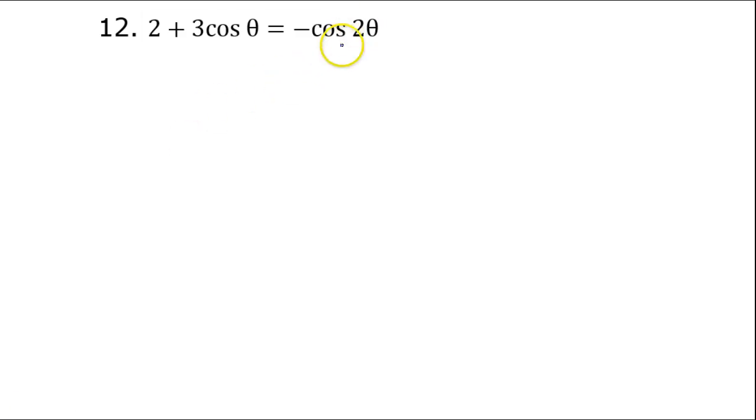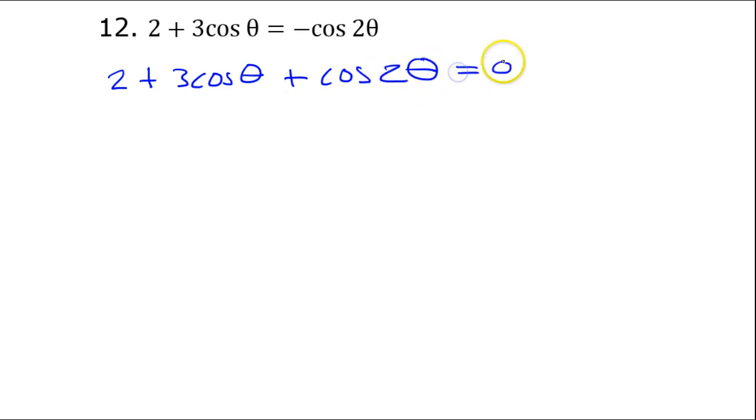So for number 12, let's get 0 on one side. So this is adding cosine 2 theta to both sides. So this will be 2 plus 3 cosine theta plus cosine 2 theta is equal to 0.